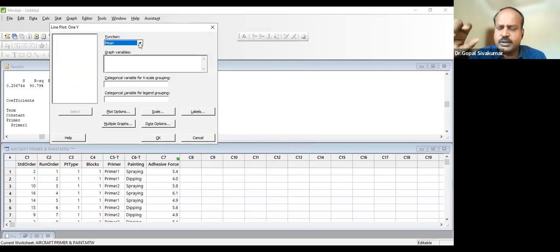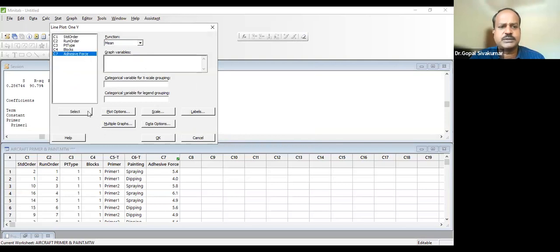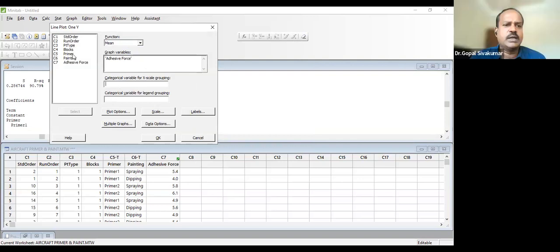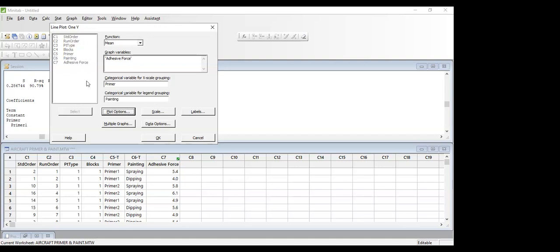Now, what do you want to plot? You want to find out the combination that gives better average adhesive force, isn't it? You need better average, so I choose average. Now graph variable. Graph variable is adhesive force. Your X variable, one is primer, and another X variable is painting method. This is enough. Now you give OK.